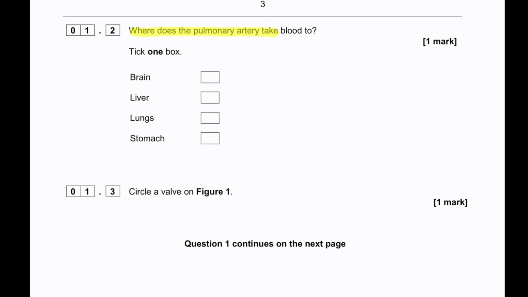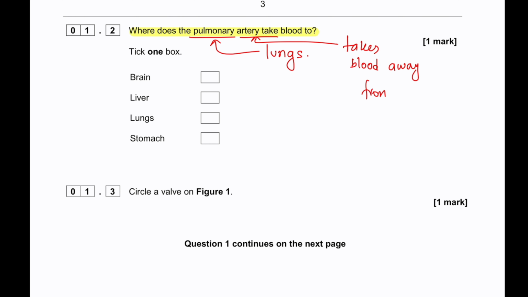Where does the pulmonary artery take blood to? Anything related to pulmonary means lungs, and artery takes blood away from the heart. That means it will take the blood to the lungs.